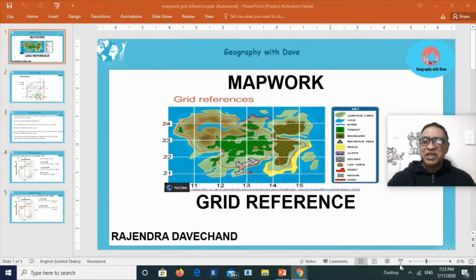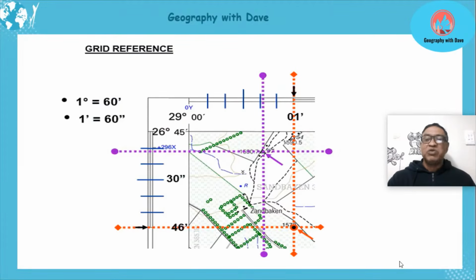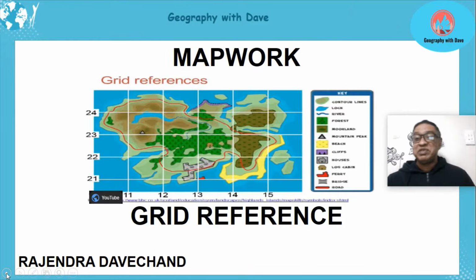Today, we will be looking at Mapwork again, and we'll be looking at the working out of your grid reference. Okay, so I'm going to go back to the first page, grid reference itself. So let me first get my highlighter, and I always like highlighting the main topic for today. All right, so let's look at it now.